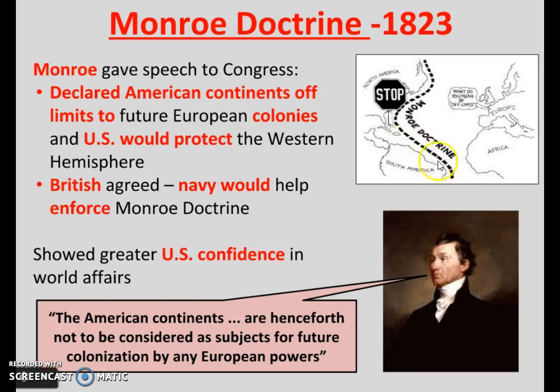So what he's basically doing is drawing a line saying, you guys stay on your side of the world, and we're going to stay on our side, and y'all are not going to come over here and create any more new colonies. And the British actually agree with this, and they will use their naval power to help enforce the Monroe Doctrine. This showed that the U.S. is gaining confidence in world affairs. This also is a result of the War of 1812. The U.S. is becoming more assertive with the rest of the world.